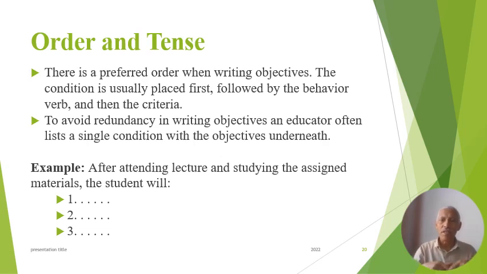So by the end of the class, the students will write the 3 learning objectives with 3 components to it. So condition, performance, and the criteria. That's the way it usually is. After attending a lecture and studying the assigned materials, the students will.